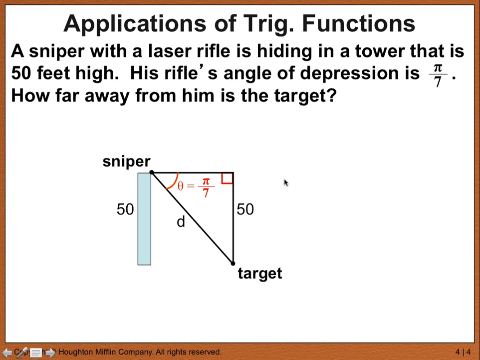Alright, so doing the rest of this problem, of course, is just a matter of using the right trig function. And so sine pi/7 equals 50 over d. Sine pi/7 equals opposite over hypotenuse. 50 is my opposite, the side opposite the angle theta. D is my hypotenuse. And so sine pi/7 equals 50 over d. And doing the necessary multiplication, I get d equals 115.24 feet.